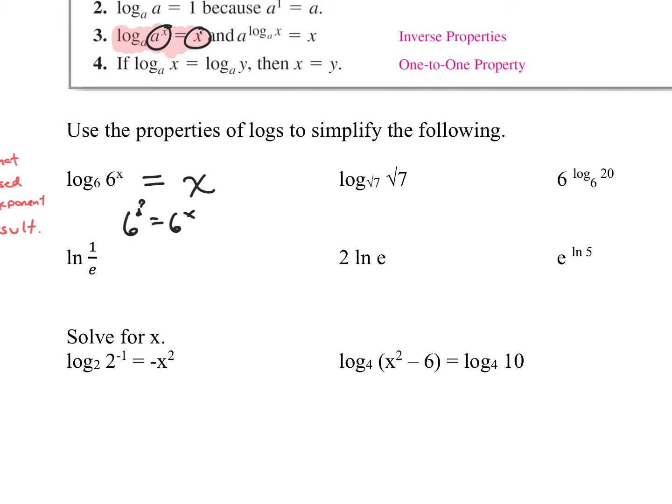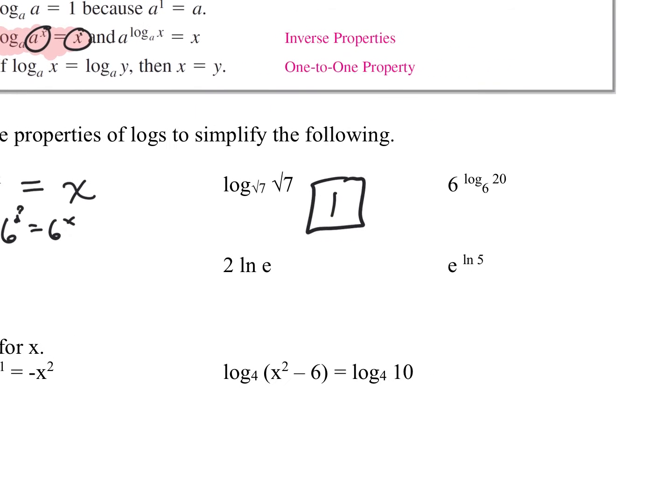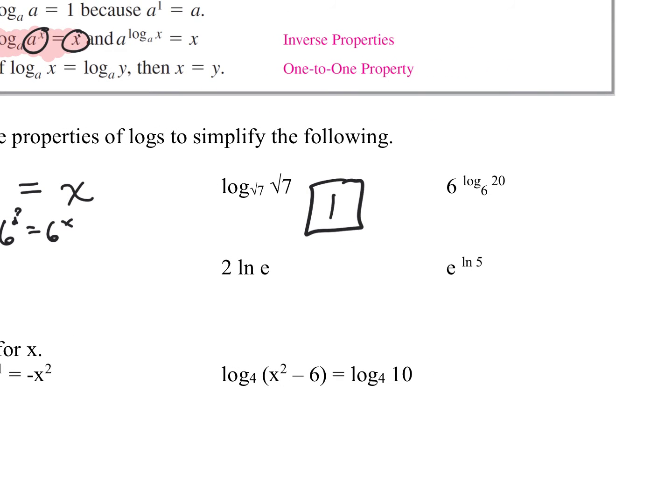Our next one here, we have log base root 7 of 7. What power do I have to raise root 7 to get root 7 as a result? Well, that would be the first power. Here on the third one, I have 6 raised to some number. This number is the result of raising 6 to a power and getting 20 as a result. Well, I'm raising 6 to that power, so 20 must be my result.